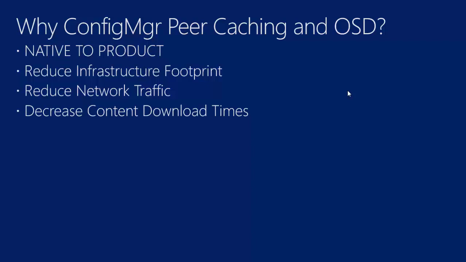Reducing network traffic is a big one. So you can respect the slower WAN links that may be out there, or even the big WAN links that you don't want to saturate with Config Manager traffic. And then fourthly, the ability to decrease content download times. If you're on the same network segment with a peer, you can likely pull that content much faster than going over a WAN link, again, depending on speed.